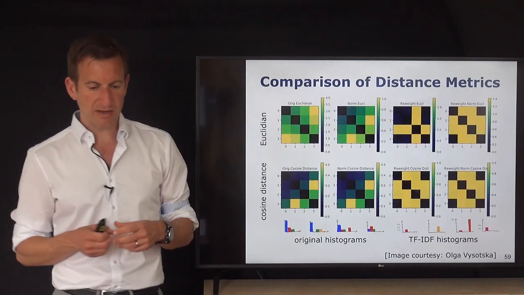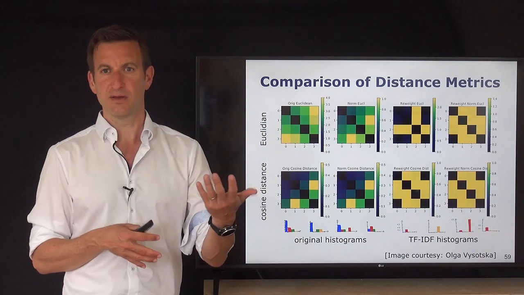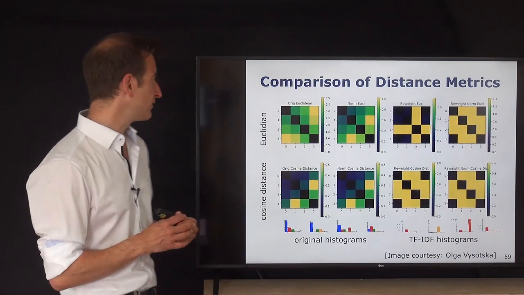And what we can do now is make a comparison between the cosine distance and the Euclidean distance to see what's the effect of the different metrics.